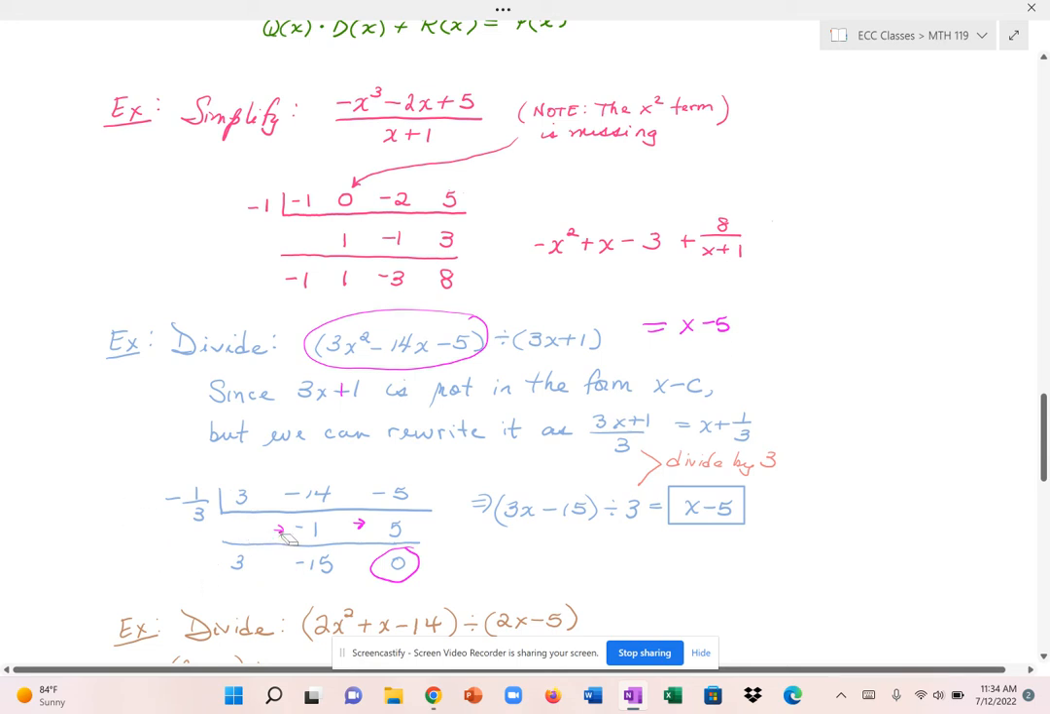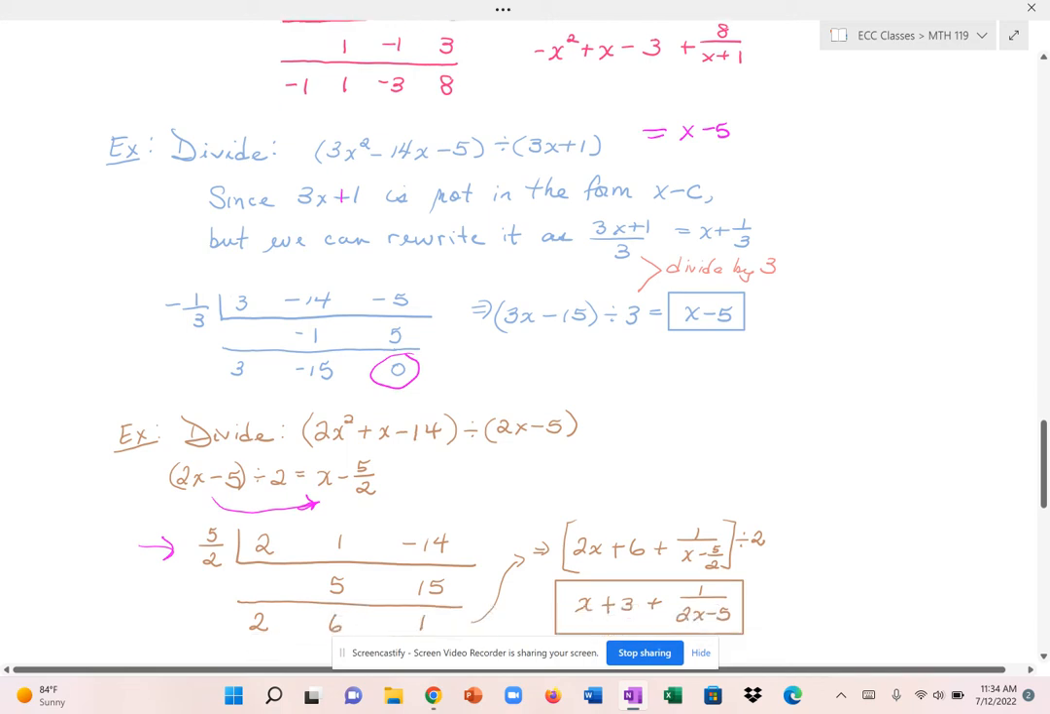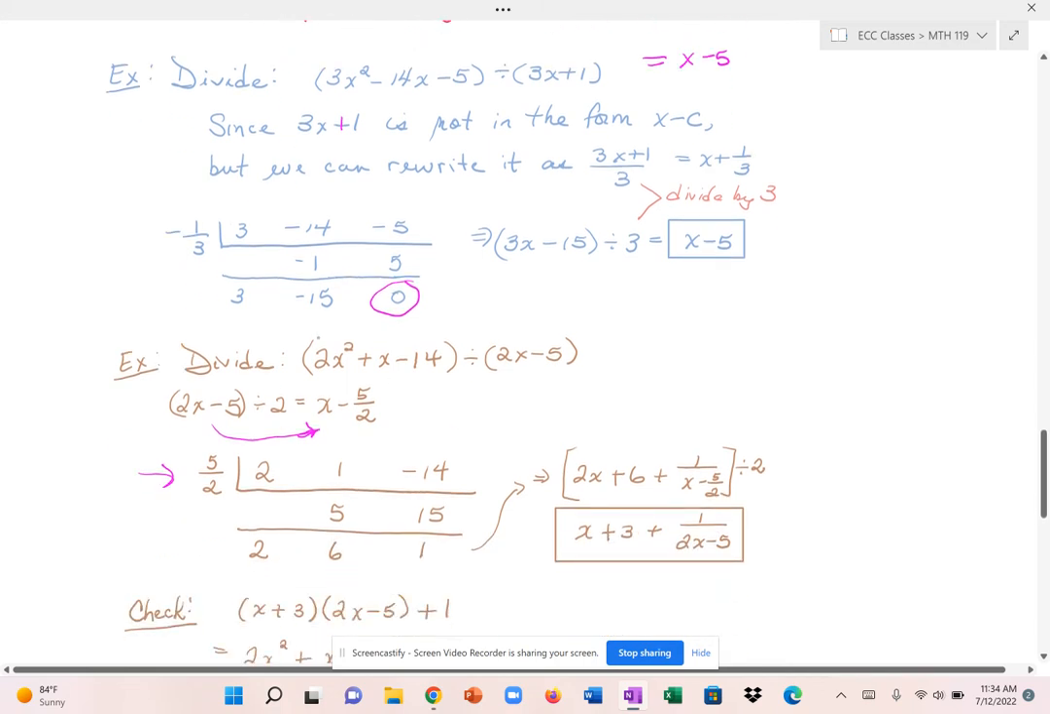So the next example is, again, my divisor is 2x minus 5. So again, before I start, I have to divide the divisor by 2. So when I do that, you'll get x minus 5 halves. Then positive 5 halves is written on the outside, and inside the bar, you're putting these coefficients and constants. So you put 2, 1, and negative 14 inside of the bar. Copy down the first number. Multiply 2 times 5 halves, that gives me 5. 1 plus 5 is 6.